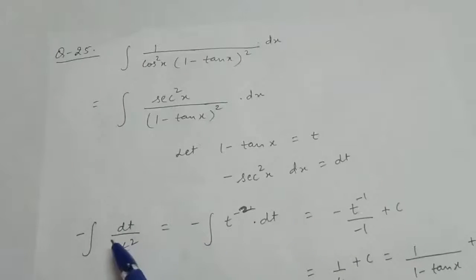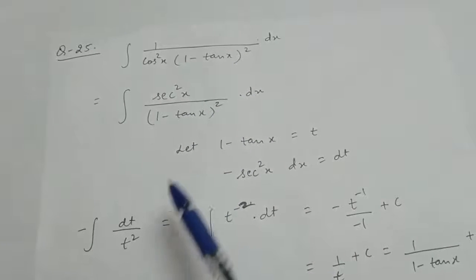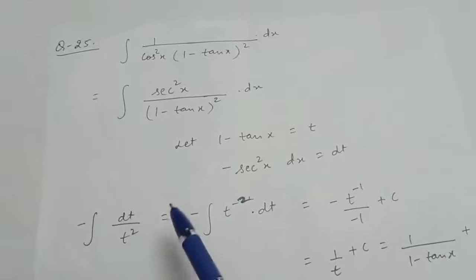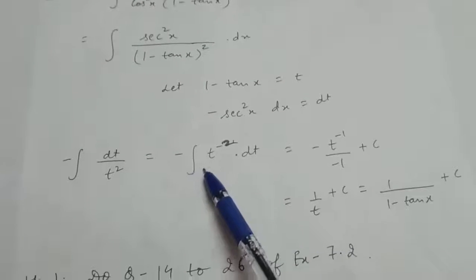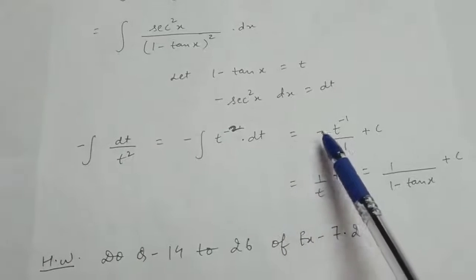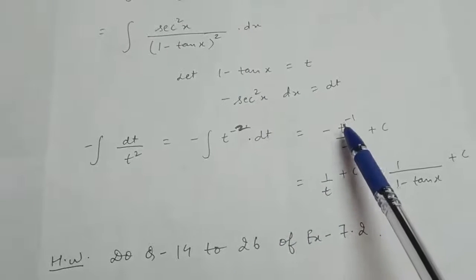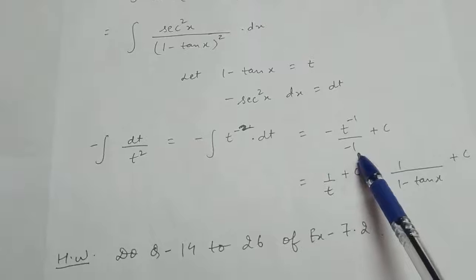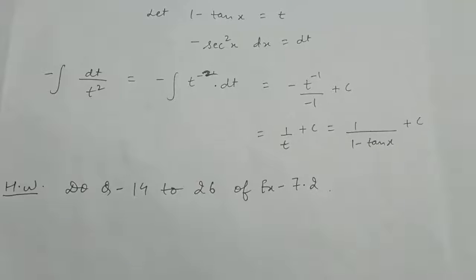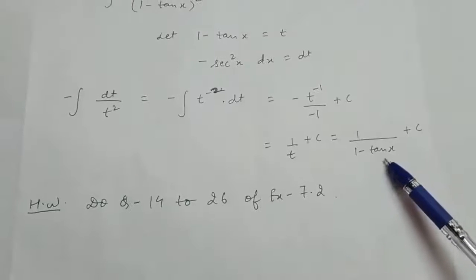So the integral becomes, in place of this (1 minus tan x) whole square, t square, and secant square x dx is equal to minus dt. Therefore minus dt. Now this is equal to minus integral of t raised to the power minus 2 into dt, which is equal to minus integral of t raised to the power minus 2 plus 1, that is minus 1, upon minus 1, plus c, which is equal to 1 upon t plus c. Now in place of t put this value 1 minus tan x, right?